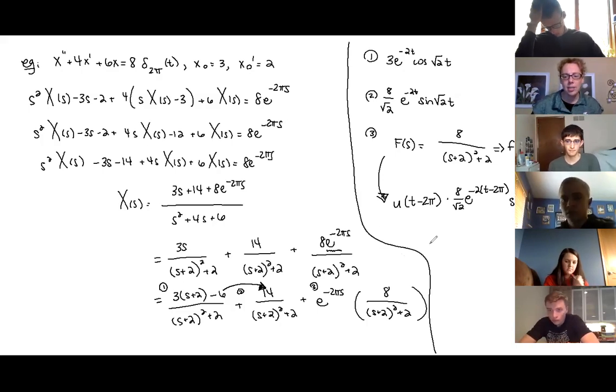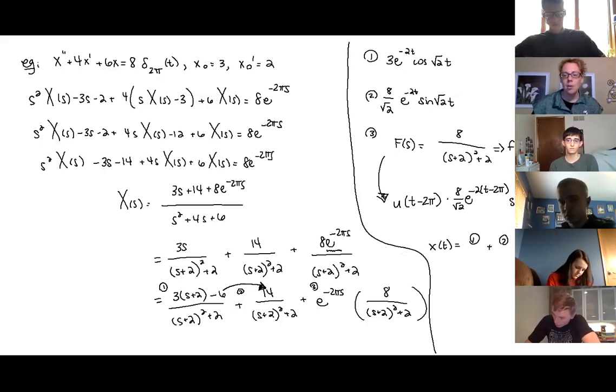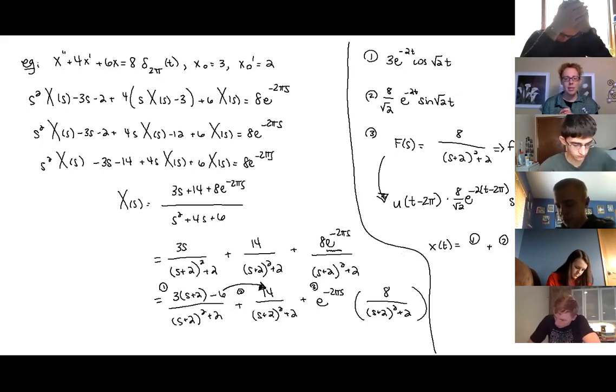And then my final answer, I'm not going to rewrite all of these, but my final answer for little x of t is 1 plus 2 plus 3. As long as everything's clearly labeled, you can do that on your test too. That is fine. So my little x of t is going to be those 3 pieces added together.